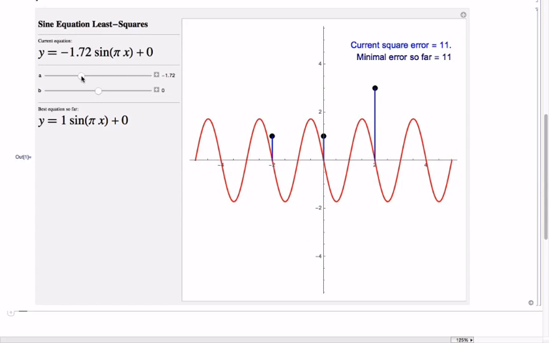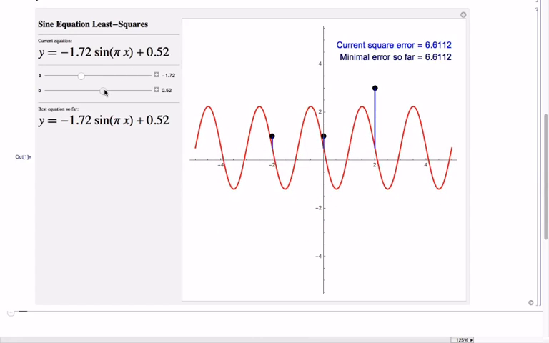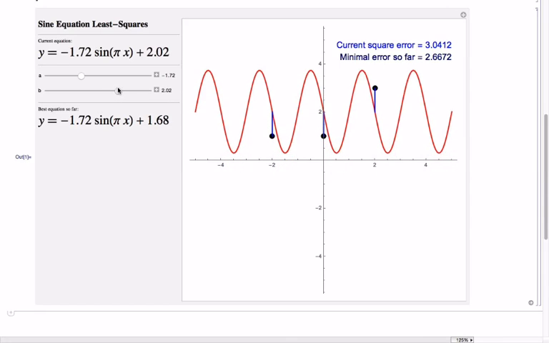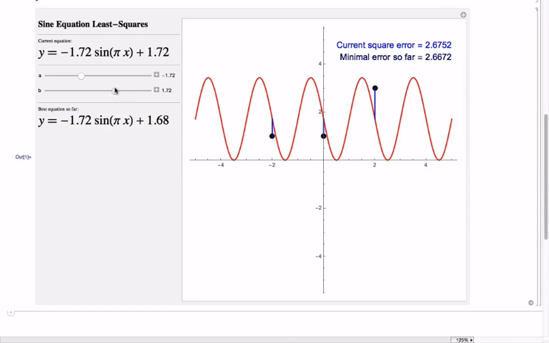So the only way to affect the error is to change the other variable. And you can kind of do that in such a way that it looks like the best we can do is right about there. 1.68, is that about what you had?